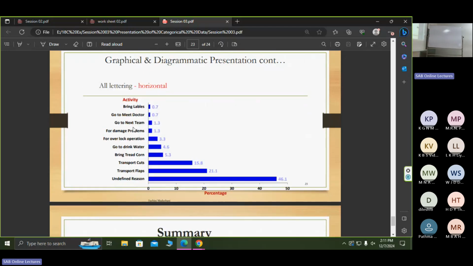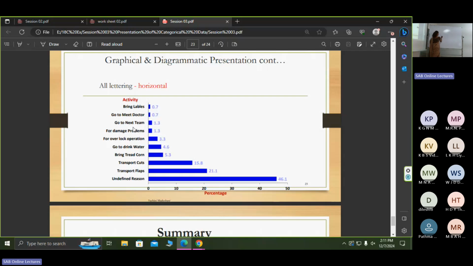Then the other one is, normally we label all those things using letters. All the lettering is horizontal. It means when we see the word, we can directly identify it. All lettering is horizontal, so we cannot write down letter by letter vertically.